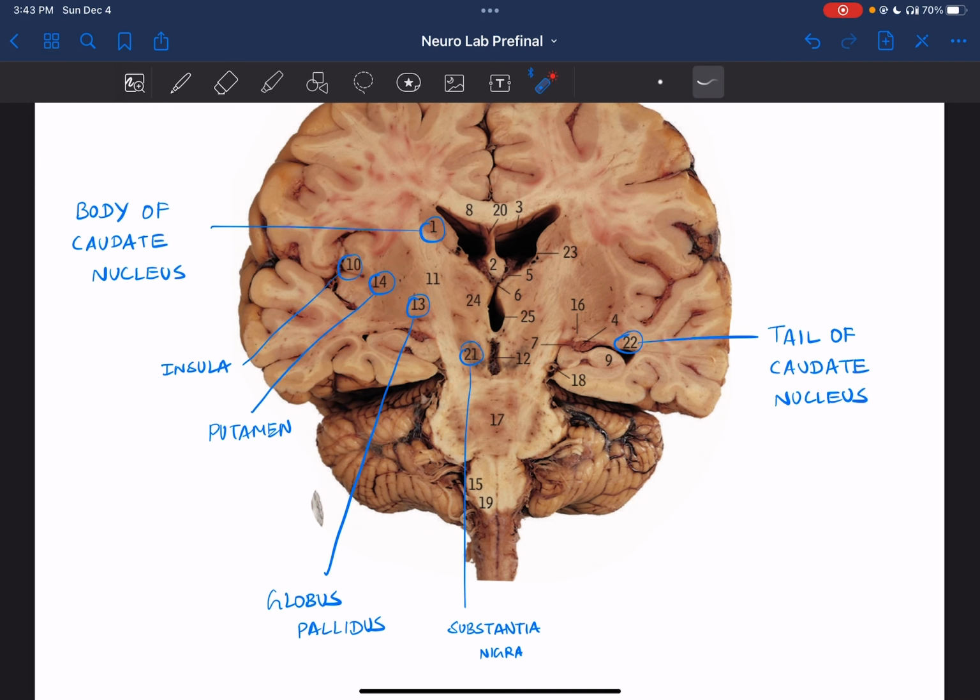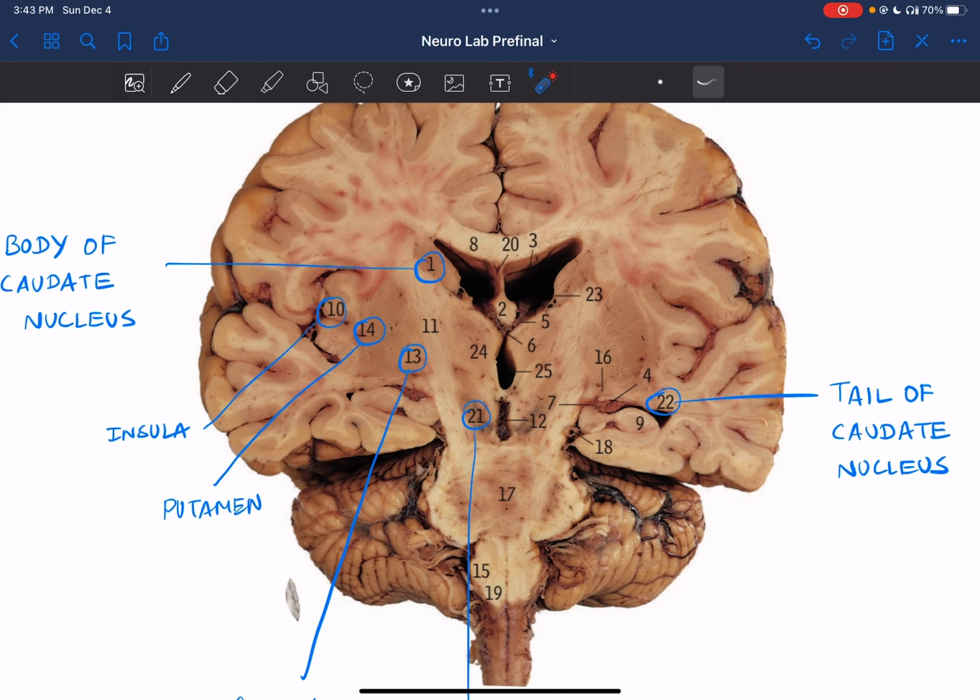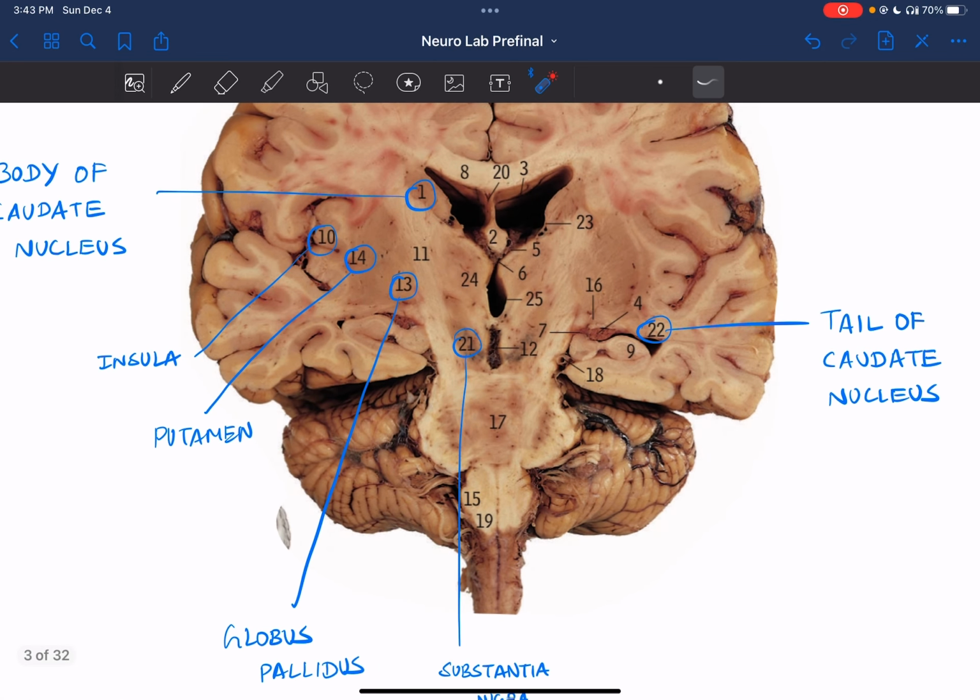Now what about the body of caudate nucleus? In this diagram, the body of caudate nucleus is right here because this is the coronal section. Okay, whereas the tail of the caudate nucleus is right here.